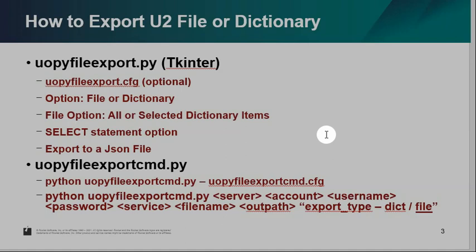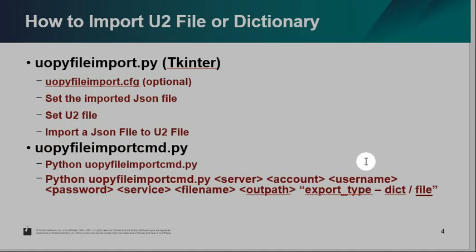Also, if you're familiar with the select statement, you can put in criteria, and then you can export a partial data file. And you can export to one JSON data text file. Same thing for the command mode, which has so many options. I will show you one by one. With the command, you can export a file or you can export a dictionary.